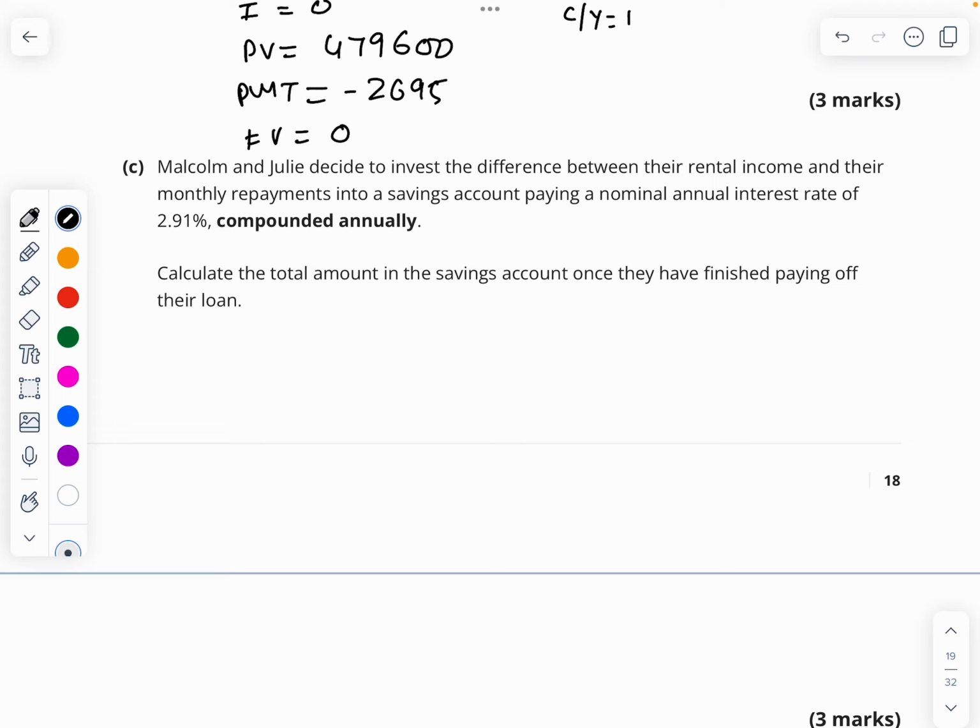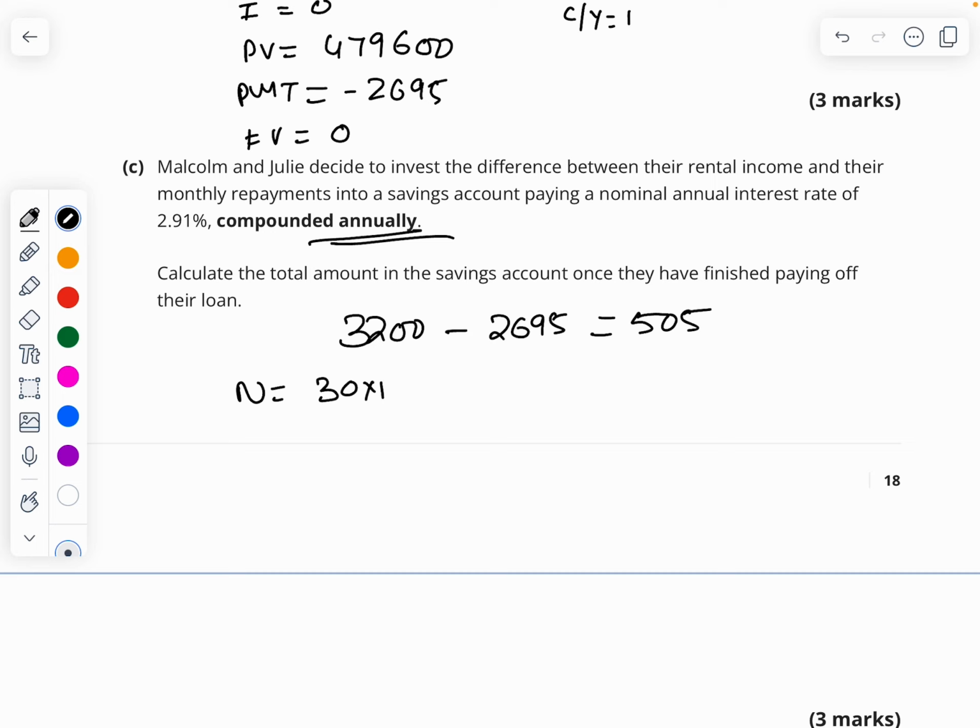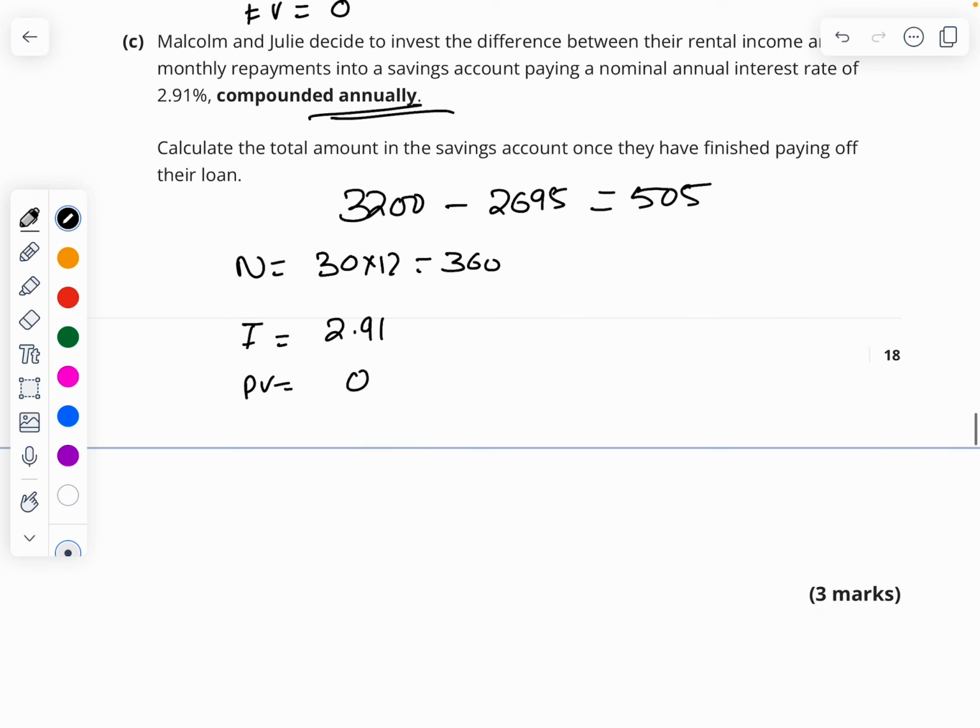Part C. Malcolm and Julie decide to invest the difference between their rental income and their monthly repayments into a savings account paying a nominal interest of 2.9% compounded annually. So 3,200 minus 2695, which is going to be 505. They are getting this every month. So N will be equal to 30 times 12, which is 360. Now interest rate is going to be 2.91. Then principal value nothing, 0. They are starting with 0. But PMT is nothing but what? Minus 505.